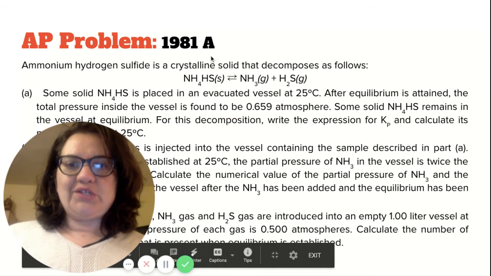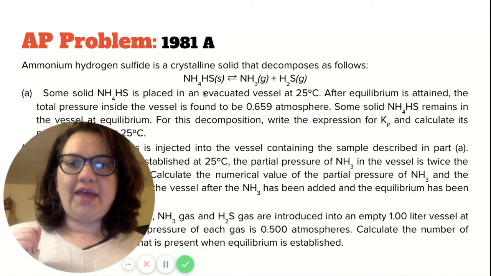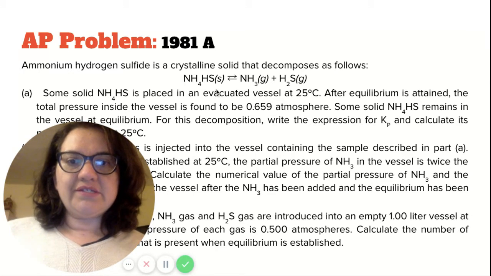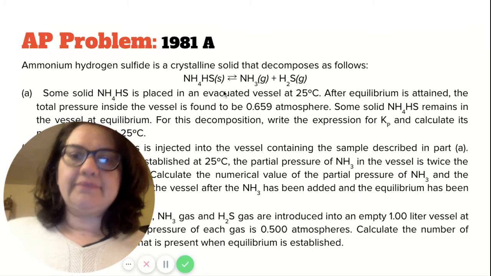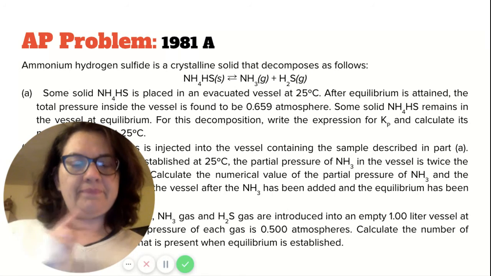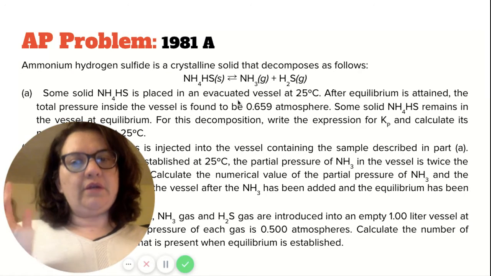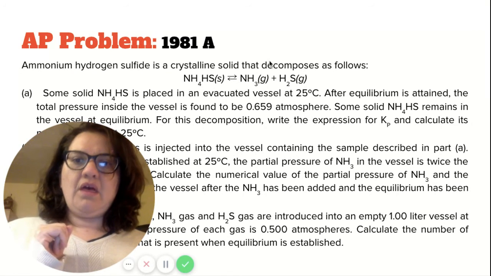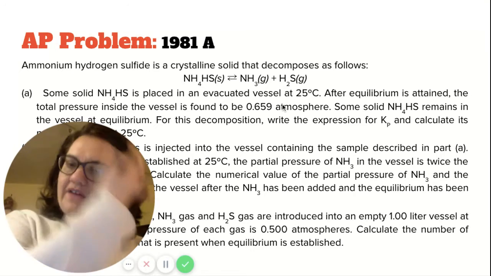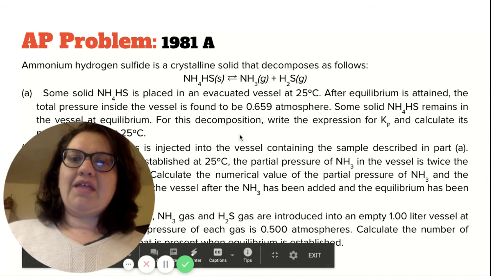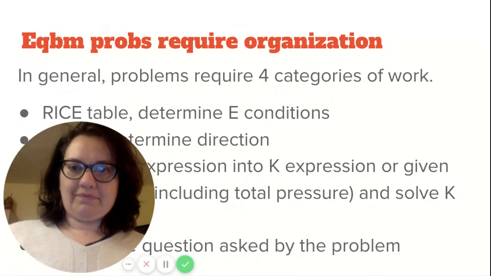Okay, so here is our reaction. We have ammonium hydrogen sulfide. It is a solid. Solids don't participate. Make sure that you keep track of that. They don't participate in an equilibrium expression. It makes ammonia and makes hydrogen sulfide. So that's my outlook.